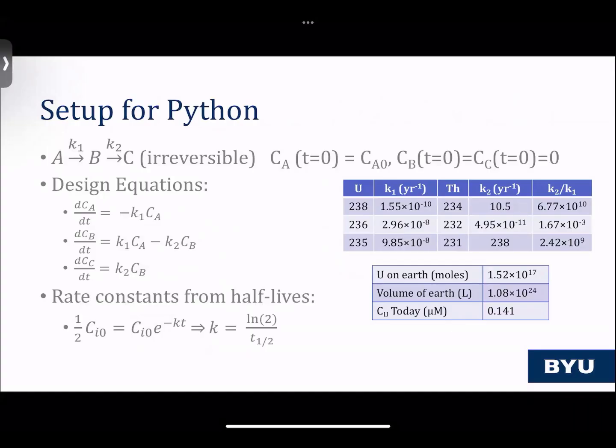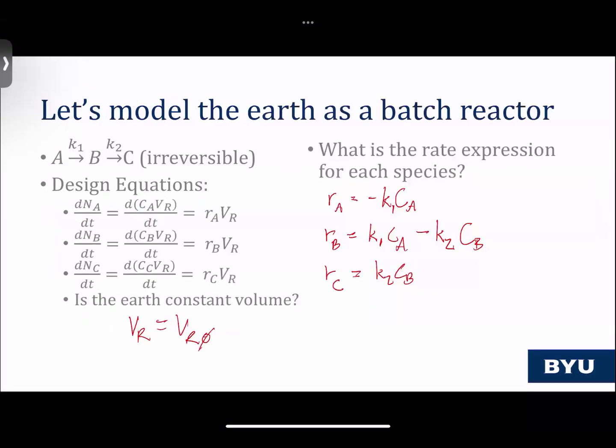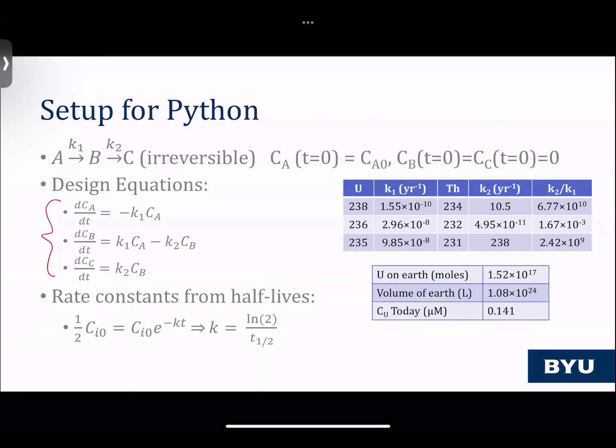And so this is what we end up with. We lose the volumes in these design equations on this slide because the Earth is constant volume. We can pull that out and then cancel out the volume on either side. So we get these simple dC/dt equations. However, we have to solve these all simultaneously because the concentration of B is dependent on the concentration of A, and the concentration of C is dependent on the concentration of B.